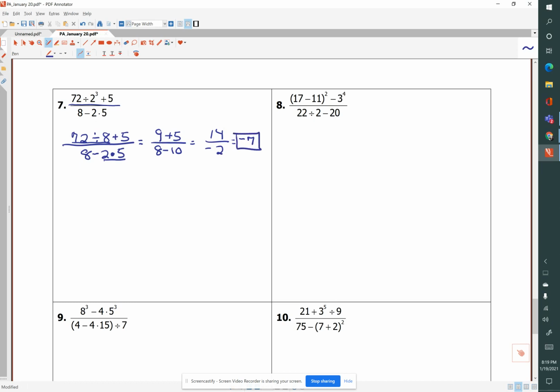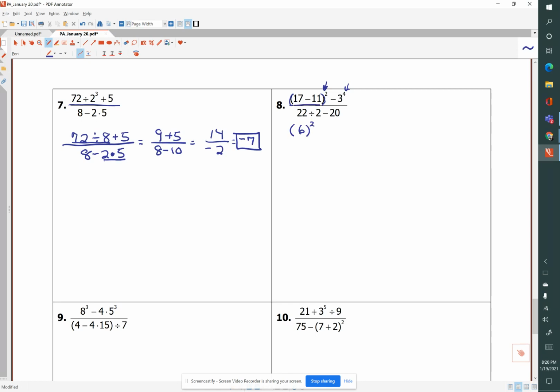So number 8, so that one wasn't too hard, just do the numerator and denominator separately. So number 8, we have grouping symbols around 17 minus 11, and that is raised as a quantity to the second power minus 3 to the fourth power. And in the denominator, we have 22 divided by 2 minus 20. So we'll start within these parentheses. So we have 17 minus 11, which is 6.